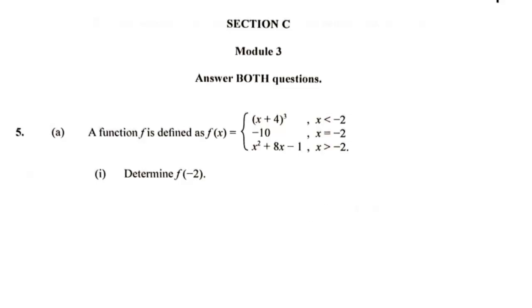We are now at question 5. A function is defined as f of x equal, and we have a piecewise function here: (x plus 4) cubed, which holds when x is less than negative 2, sorry. And the function is negative 10 when x equals negative 2. And the function is x squared plus 8x minus 1 when x is greater than negative 2.